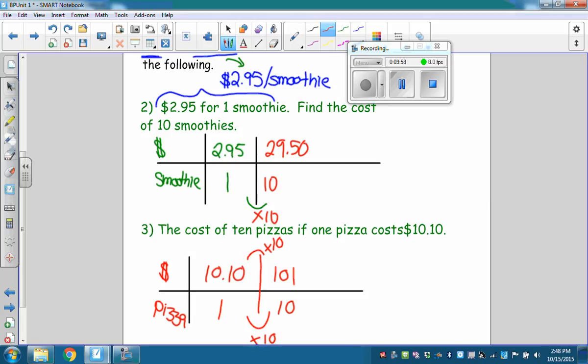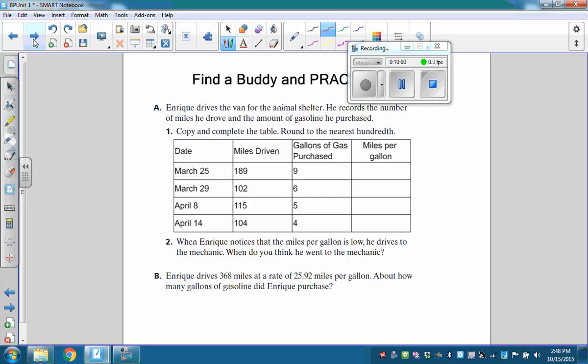Okay, the other part of your job is to maybe find a unit rate and make a comparison. So look at this problem. It says, Enrique drives the van for the animal shelter. He records the number of miles he drove and the amount of gasoline he purchased. So miles and gasoline. Copy and complete the table. And then you have to figure out this question.